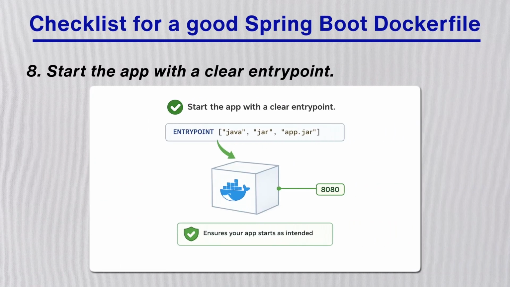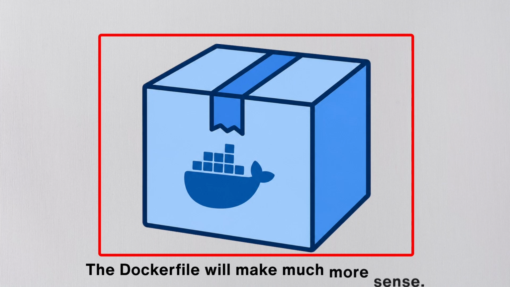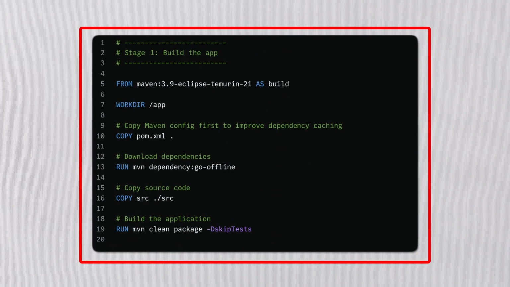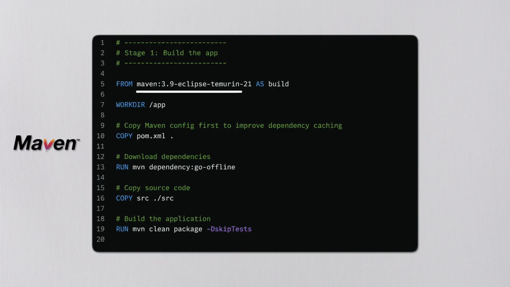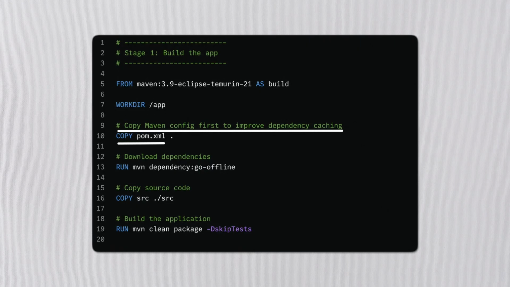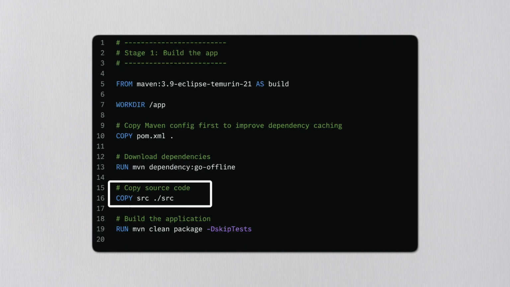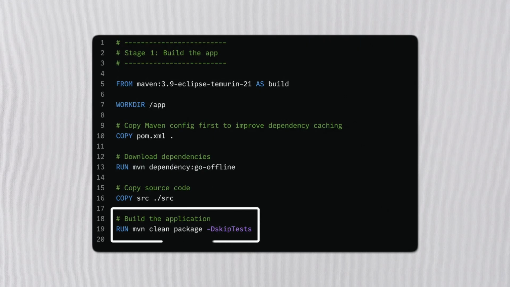Now that we understand the high-level idea, the Dockerfile will make much more sense. Here is what a clean Dockerfile could look like for a Spring Boot application using Maven and Java 21. First stage is building the application. We're making the working directory /app. We're copying the Maven configuration first to improve our dependency caching. Then we're downloading our dependencies in order to use the offline mode. And we're copying the source code, and then we're packaging our application. We're building it through Maven.